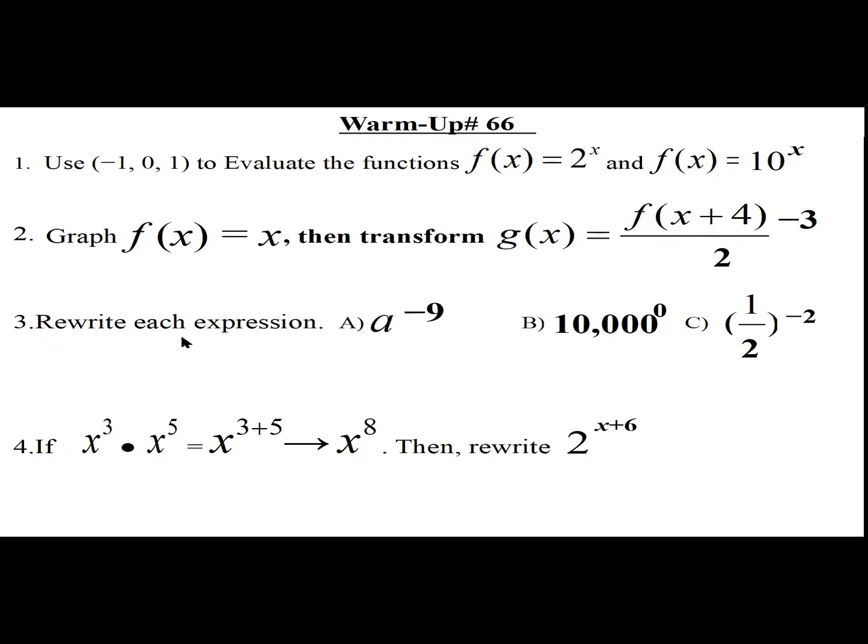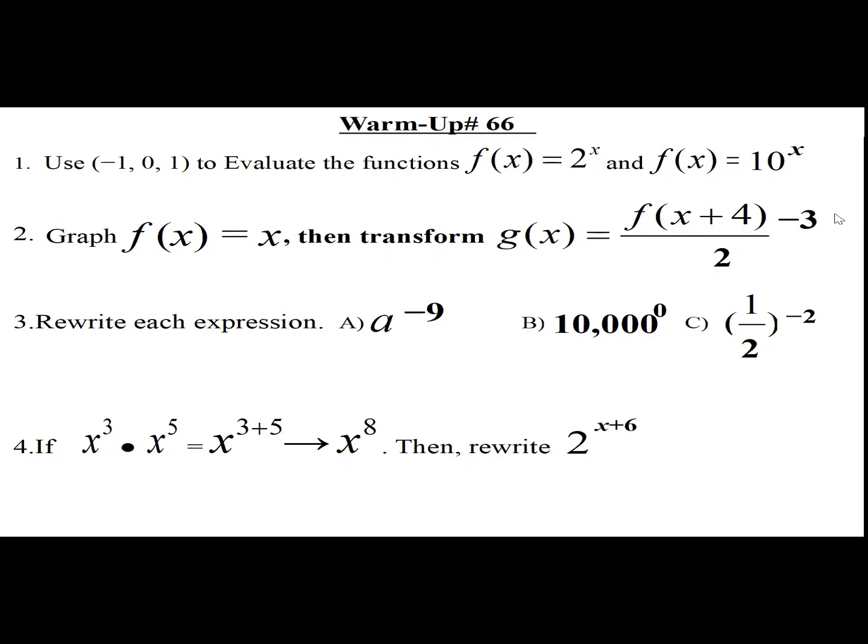Number 3, rewrite each expression. Part A reads a to the -9. Part B is 10,000 to the 0 exponent. Part C is, in parentheses, 1/2, close parentheses, to the -2 power. And number 4 reads, if x to the 3rd times x to the 5th is the same as x to the 3 plus 5, which is x to the 8, then rewrite 2 to the exponent of x plus 6. All right, I'll give you guys some time to do that. You should be able to do all 4 of them by yourself, so copy that and go.